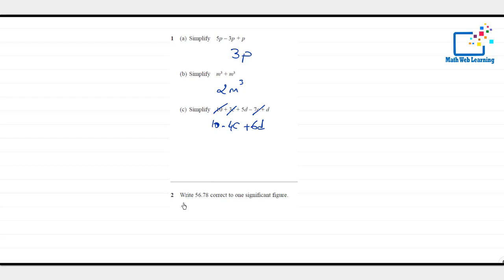Right, moving on to question number 2. Write 56.78 to two significant figures. The significant figure is this one, 5, but it is followed by 6. It is more than halfway, so it will round to 60. That's your answer. Next question is question 3.